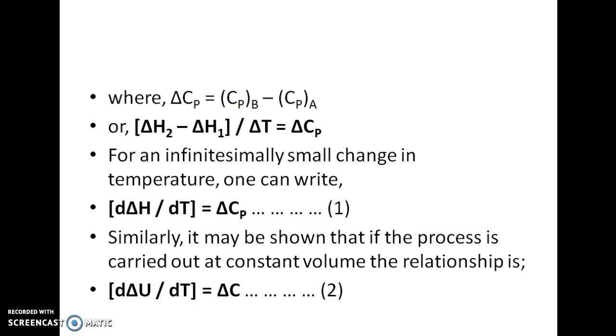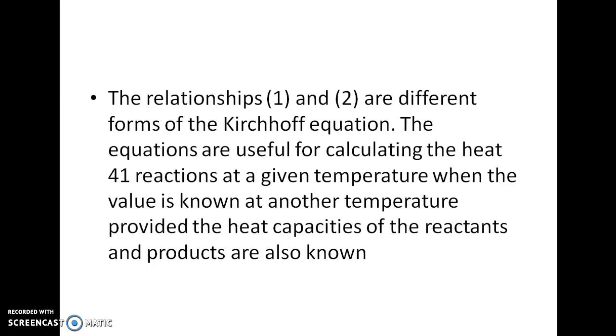For an infinitesimally small change in temperature, we can write dΔH/dT = ΔCp. It can also be shown that if the process is carried out at constant volume, then the relation will be dΔU/dT = ΔCv. Equations 1 and 2 are the Kirchhoff's equations for small change in temperature, at constant pressure and at constant volume. These relationships 1 and 2 are different forms of the Kirchhoff equation.